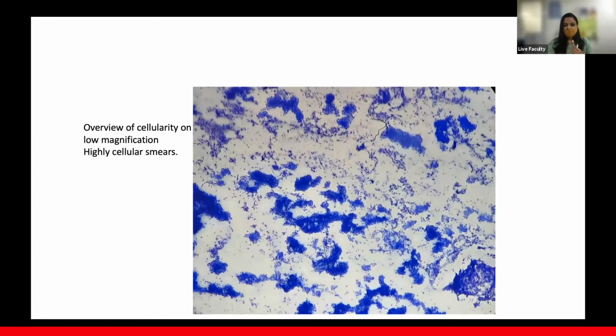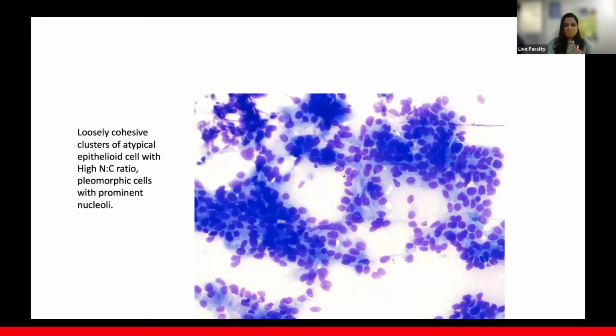This is a photomicrograph of the smears at low magnification, showing an overview of the cellularity of the smears. As we can see here, the smears are highly cellular. On higher magnification, we can see atypical cells arranged in the form of loose clusters. These cells have a high NC ratio, irregular pleomorphic nuclei, hyperchromatic nuclei, with small prominent nucleoli and scanty cytoplasm.